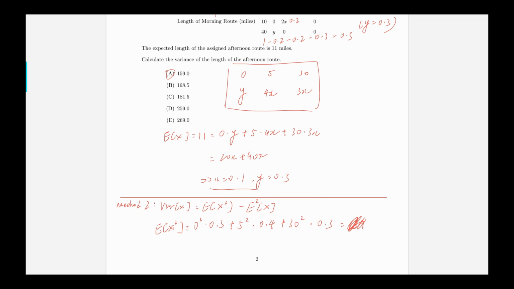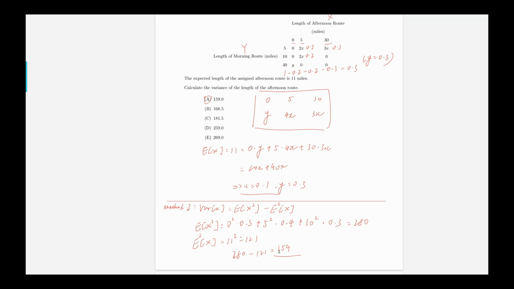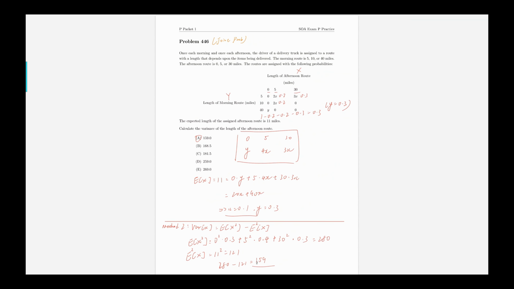Oh, sorry, not 159 actually. Maybe use a calculator. Oh, actually 180. Okay, and then I need to find the square of the expected value, which is just 11 squared, 121. Find the difference. 280 minus 121 equals exactly the same answer, 159. Okay, so that's the end of the first problem.